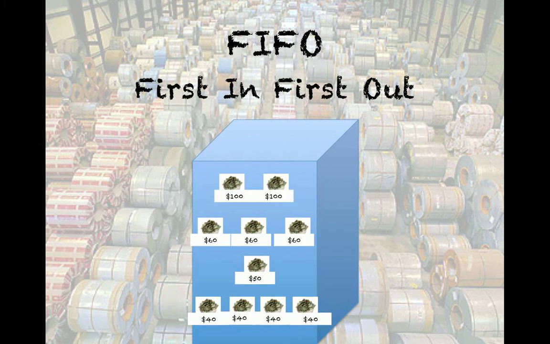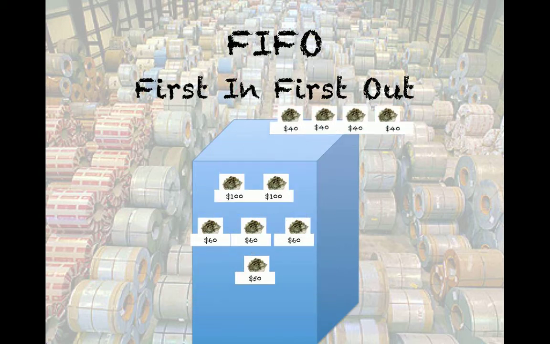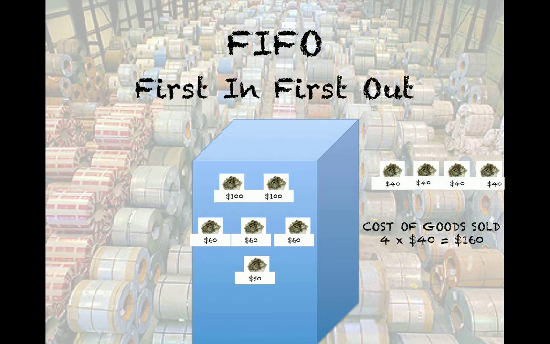The first method is FIFO, or first in, first out, and assumes that the earliest inventory purchase is the first to be sold. Therefore, if 4 items were to be sold, cost of goods sold would equal $160 and closing inventory would equal $430.